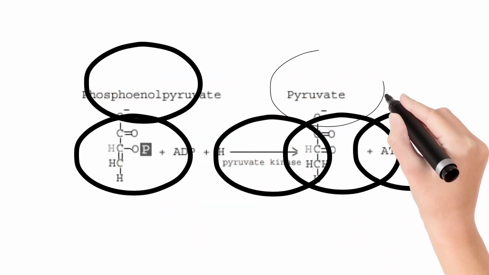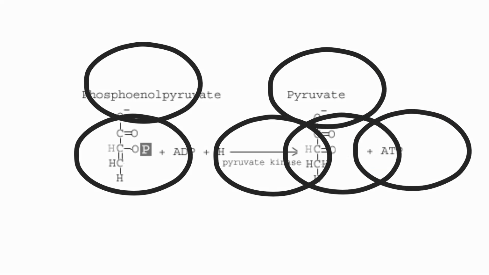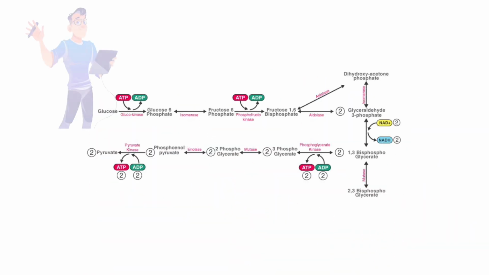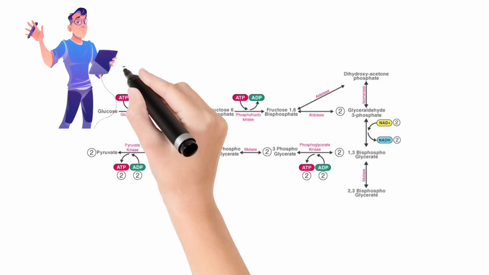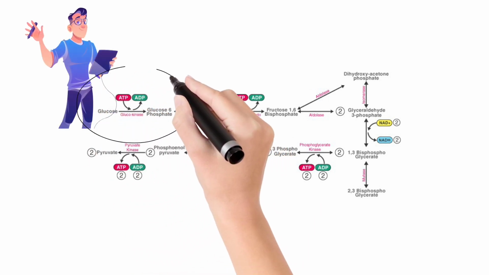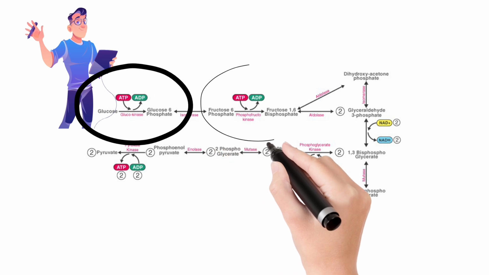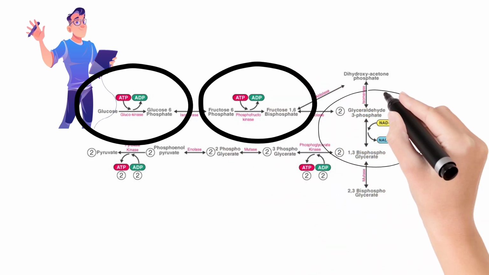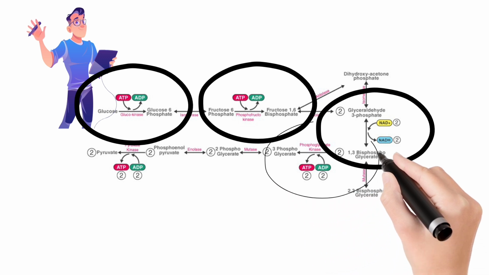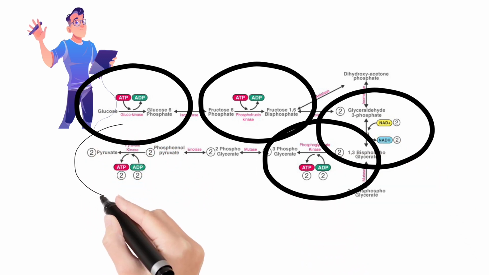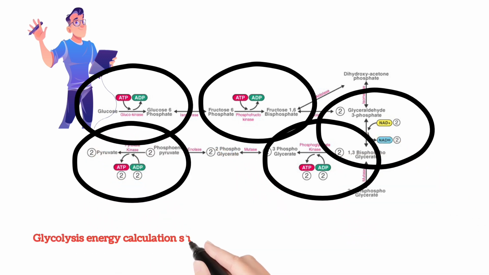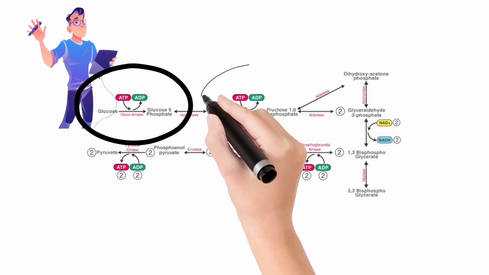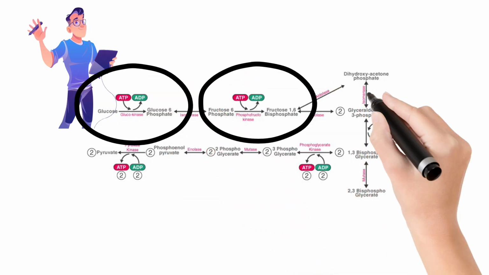So let us see the energy calculation of the glycolysis. So here in the first step, there is a requirement of an ATP. In the second step also, ATP is required, not third step. And there is formation of NADH, and there is gain of 2 ATPs. So glycolysis energy calculation shows net gain of 2 ATP and 2 NADH from one glucose molecule despite using 2 ATP initially and generating 4 ATP later.